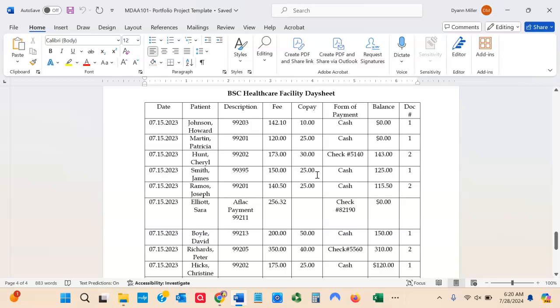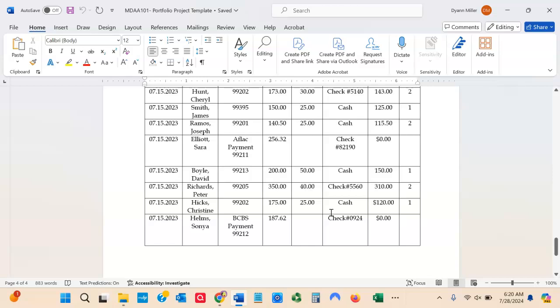Same here with James Smith. We still have a balance of $125 on this for this service. Difference between $150 and $25 is the $25, so the patient paid a $25 cash payment for their copayment. We can come down. There are a couple lines here now where we see a balance of zero flat payment, and we have a Blue Cross Blue Shield payment. Okay, so it'll take some time to go through and identify where these payments, what they were applied to.